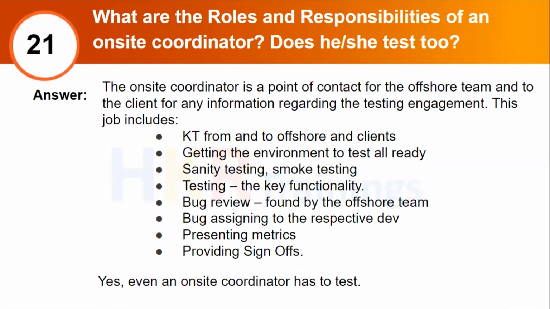Metrics is nothing but generating the report, as I told before. It's like a traceability matrix: how many test cases were executed, and what bugs were reported. We'll just give the count and also the bug details. Next, providing sign-offs. Once we are done and good with the testing, he'll give the sign-off. These are the roles and responsibilities of the on-site coordinator or QA lead or QA manager.